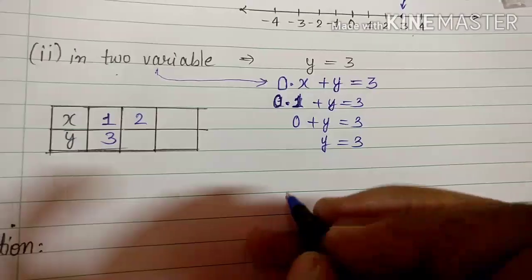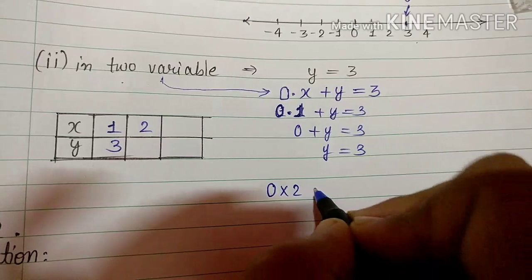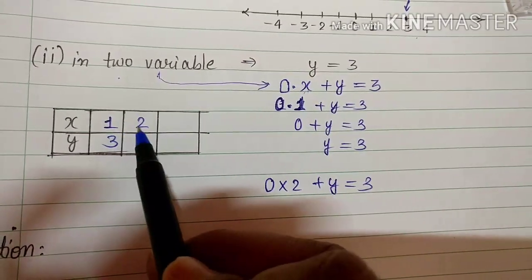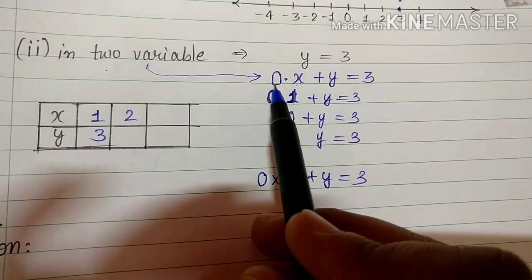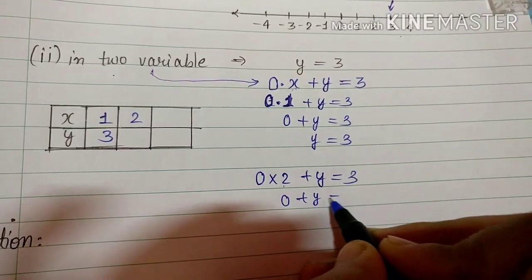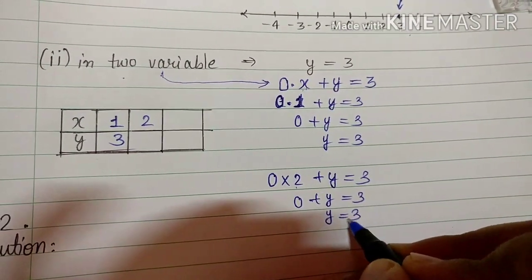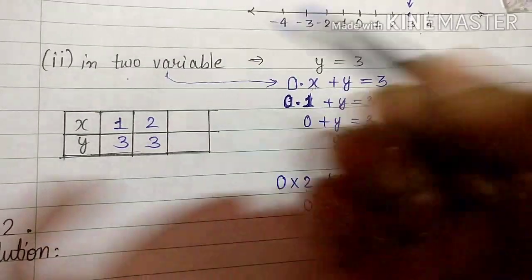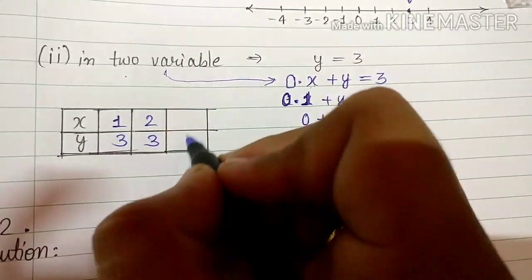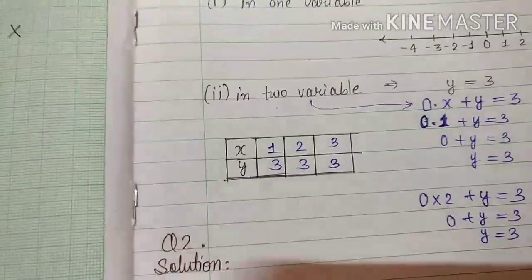Okay, now we are putting 2 in place of x. 0 multiplied by 2 plus y equals 3. 0 times 2 is 0, plus y equals 3. So again y equals 3 only. In this way, if we put 3 here also, 0 times 3 is 0, and y will remain 3 only. So we got our three solutions: (1, 3), (2, 3) and (3, 3).